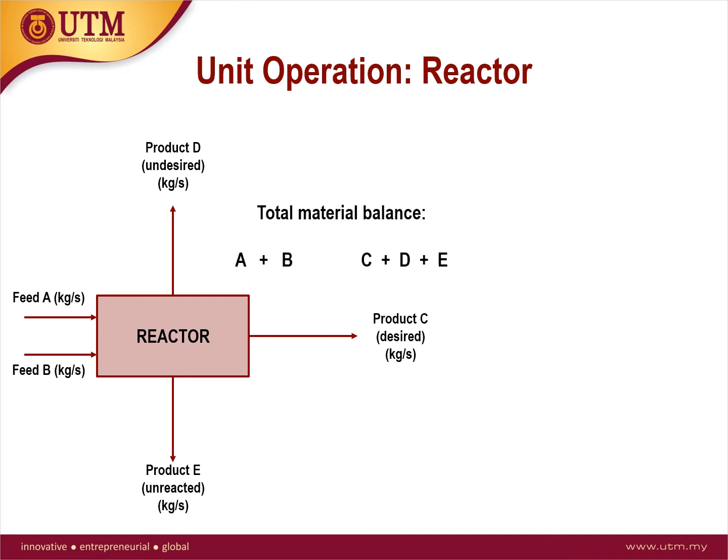So based on these three types of product, it can be shown by using this total material balance: feed A plus feed B is equal to product C, D, and E.